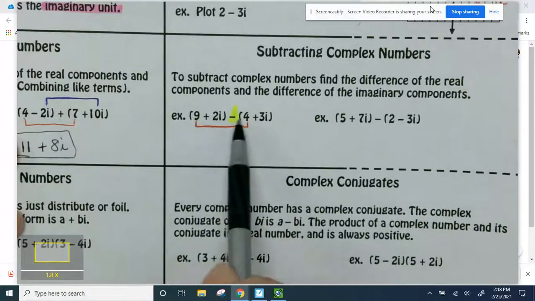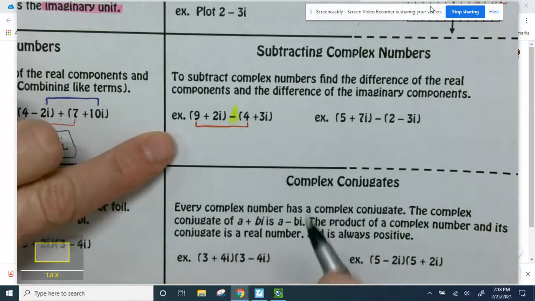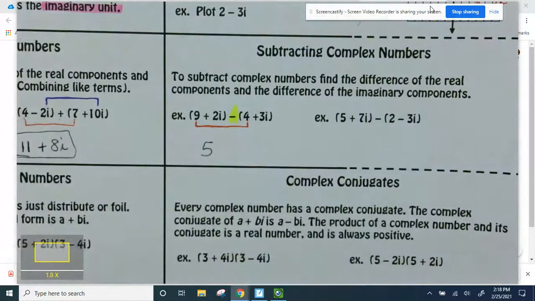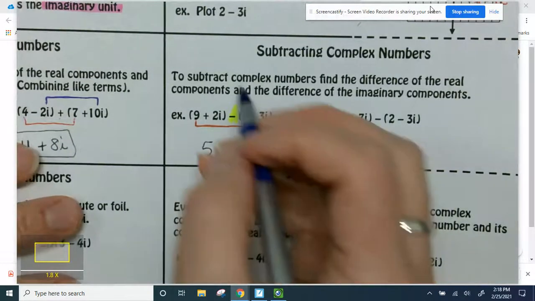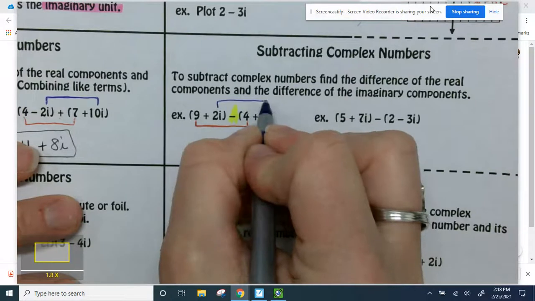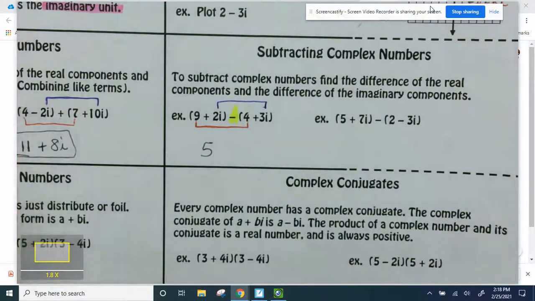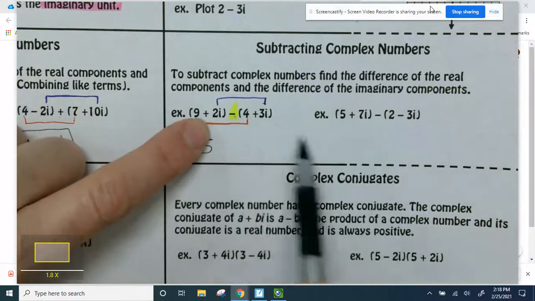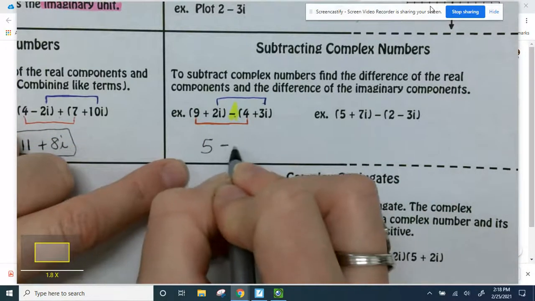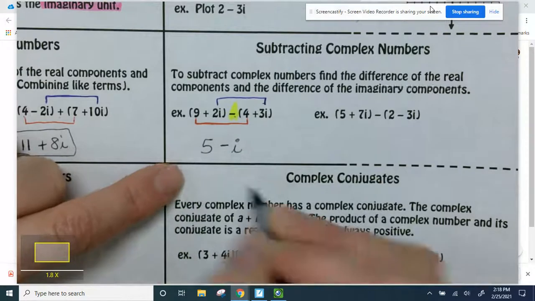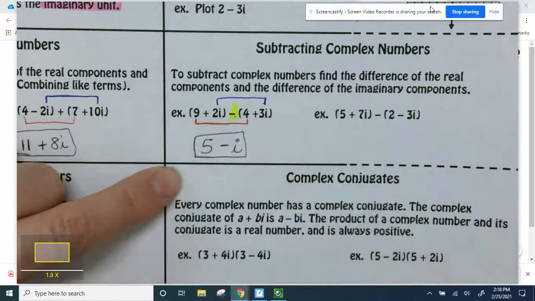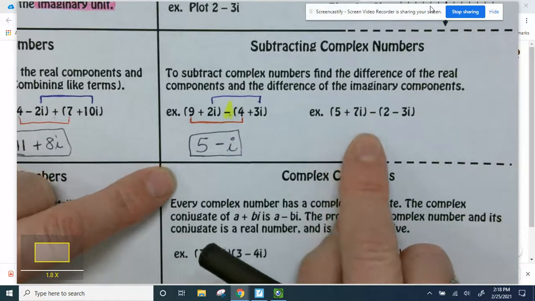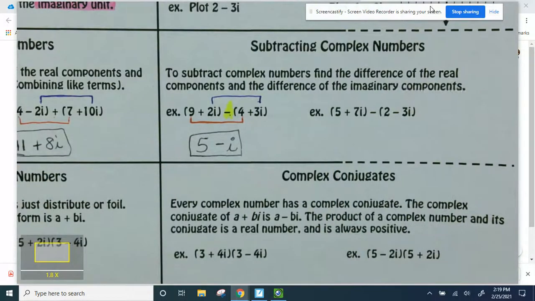So 9 minus 4 gives us 5. And then if I work on the imaginary part, that's 2i and 3i. But again, that's a minus in the middle. So 2i minus 3i, 2 minus 3 is a negative 1, so that's going to be minus i. So we'll get 5 minus i there. And that's your final answer. Okay? You guys try this one, pause the video, and come back and we'll see how you did on it.